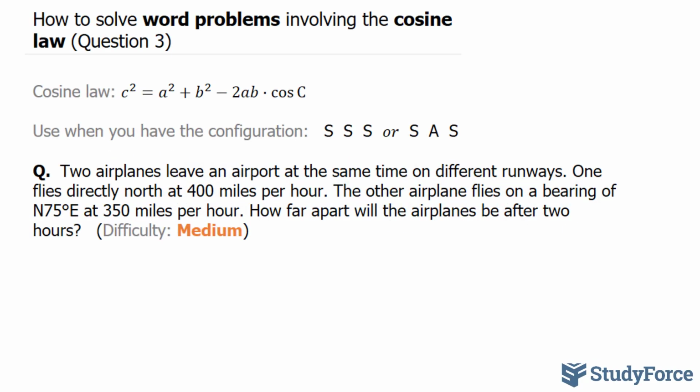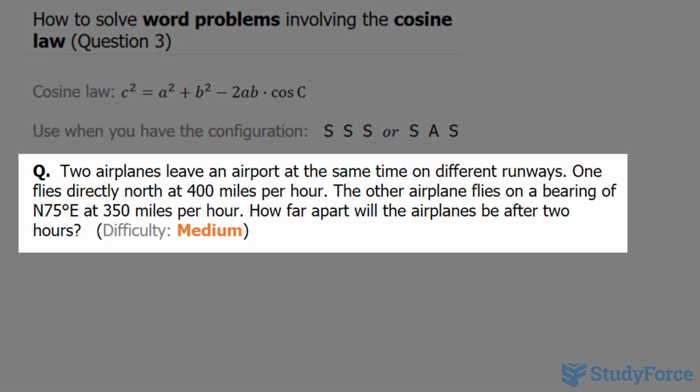In this lesson, I'll show you how to solve word problems involving the cosine law. This is question 3 in the series. The question reads, two airplanes leave an airport at the same time on different runways. One flies directly north at 400 miles per hour. The other airplane flies on a bearing of 75 degrees northeast at 350 miles per hour. How far apart will the airplanes be after 2 hours?